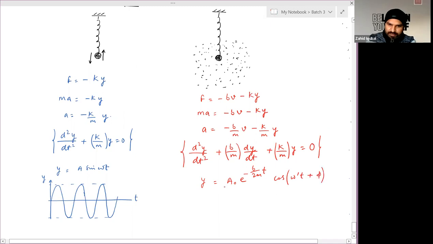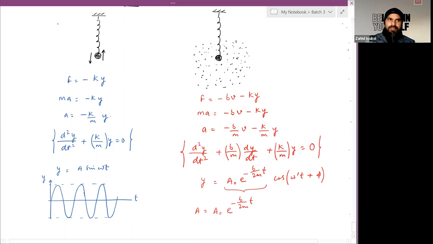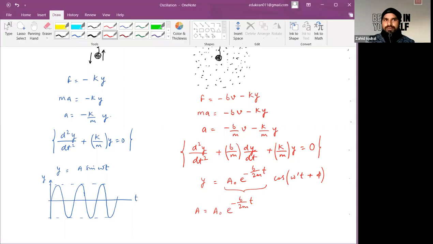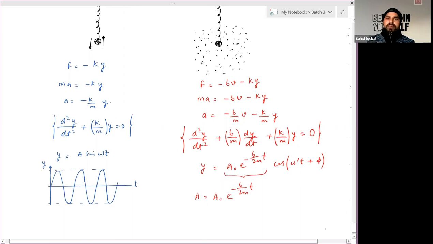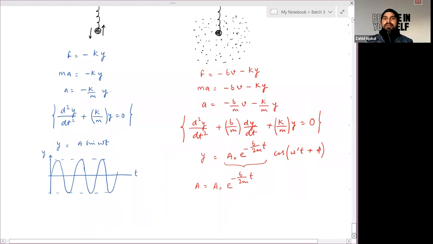We have to define only this part, the amplitude part. In this, we can say the amplitude is continuously decreasing at an exponential rate. A equals a naught e to the power minus b by 2m into t. So in an oscillation, if the amplitude of a particle exponentially decreases due to viscous force or drag force of its surrounding medium, that is called damped oscillation.